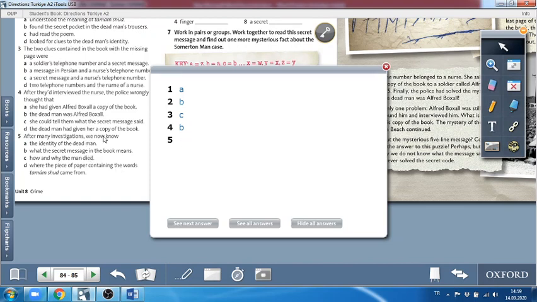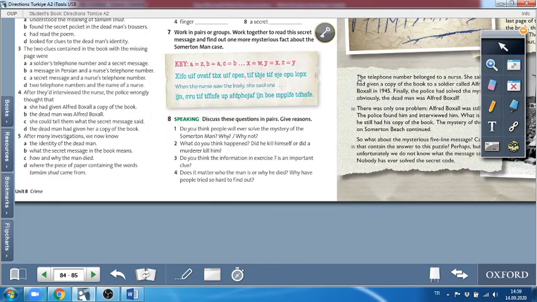And the last question. After many investigations, we now know what? D, where the piece of paper containing the words tamam shud came from. O kağıdın nereden geldiğini artık biliyoruz. Okay.